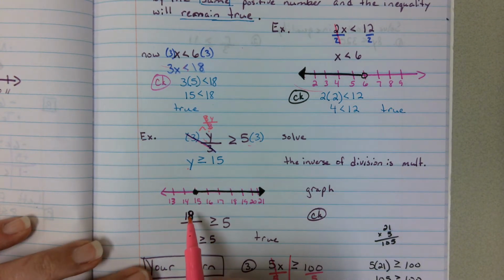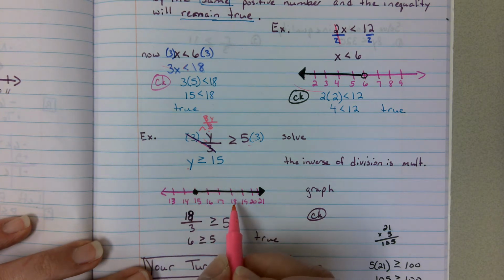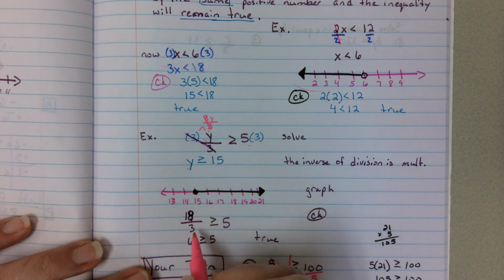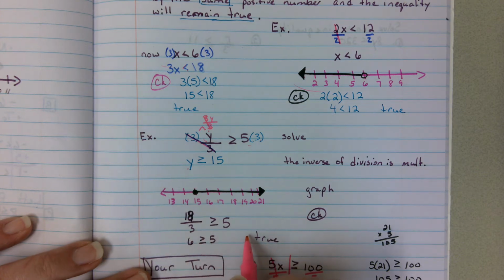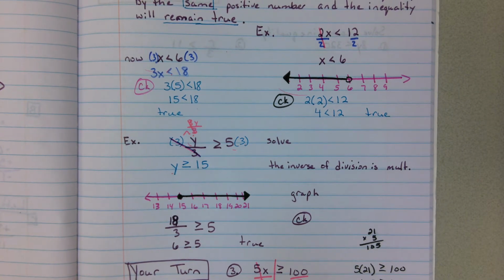And then I have to check this. So I chose one of these numbers, and I chose 18, and I plugged it in for my y. 18 divided by 3 is greater than or equal to 5. 18 divided by 3 is 6. 6 is greater than or equal to 5. That's true.